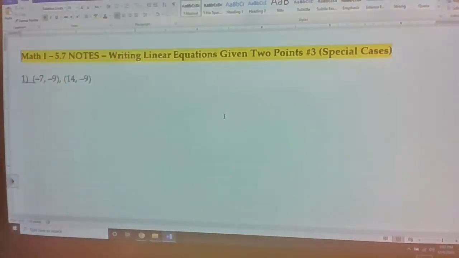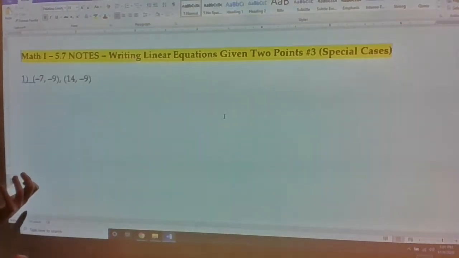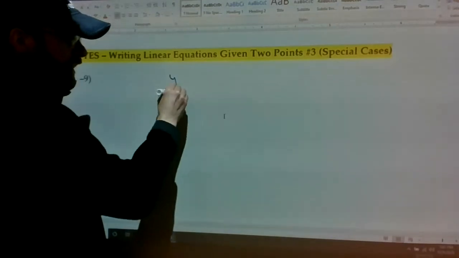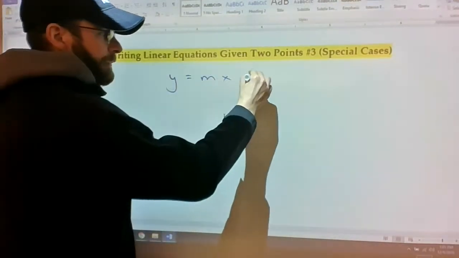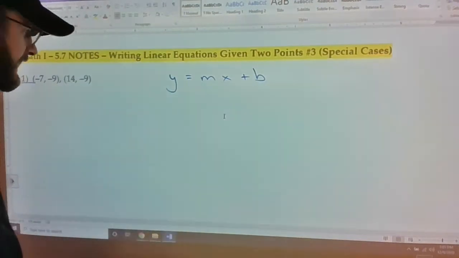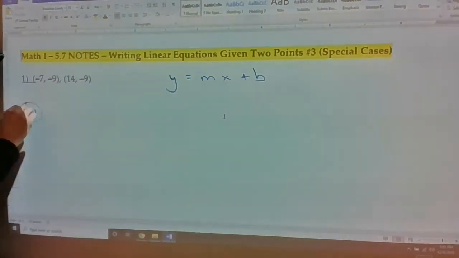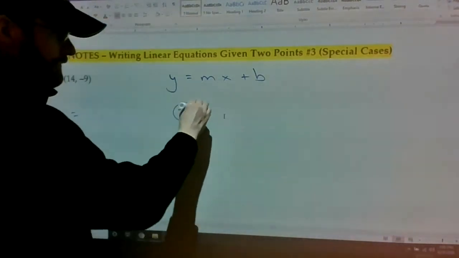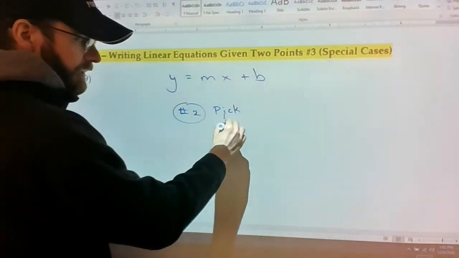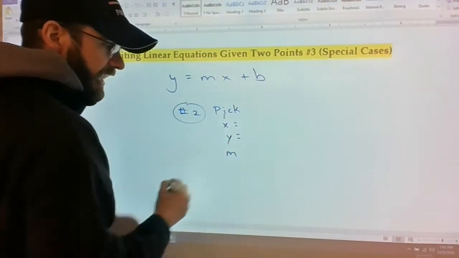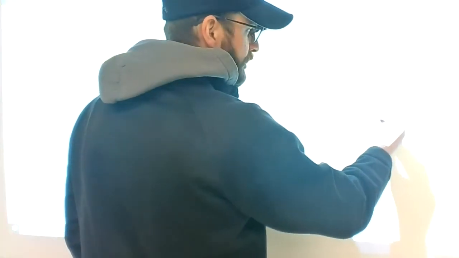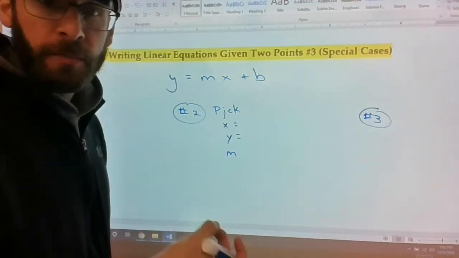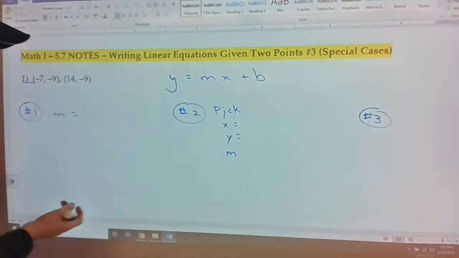So number 1, you've got the points -7, -9, and 14, -9. The way we know the procedure is that you're trying to write the equation using the format y equals mx plus b, right? Step 1, find the slope. Step 2, pick an x and a y, and since you know the m, find b. Step 3, rewrite this equation with a numerical m and a numerical b. There's numbers in place of the m and the b. So let's get to it.